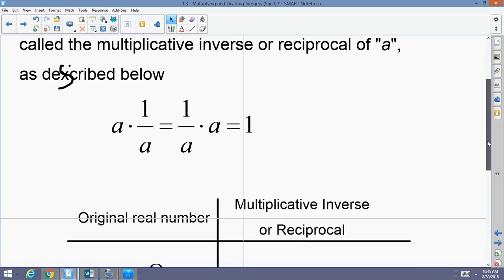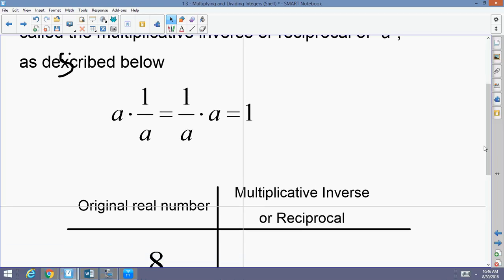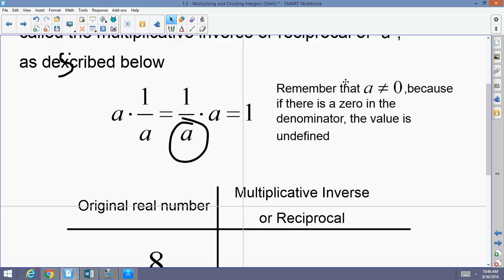Let's just practice what that would look like here. And let's notice also, guys, that the a here in the denominator cannot be negative. Okay? Because what happens, guys, if a denominator is negative? What is that? Undefined. Very good. Good job. Remember that a cannot equal 0 because if there is a 0 in the denominator, the value is undefined.